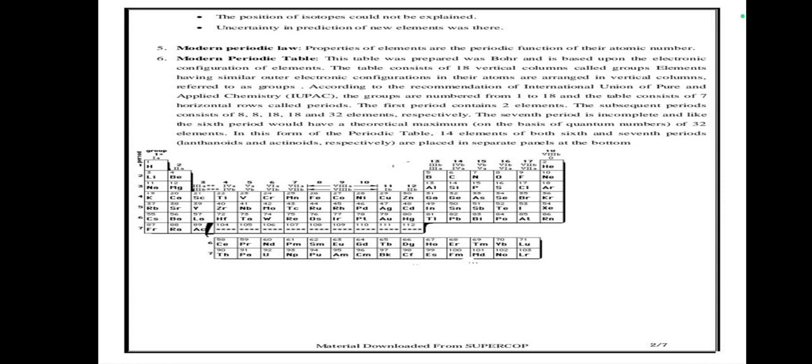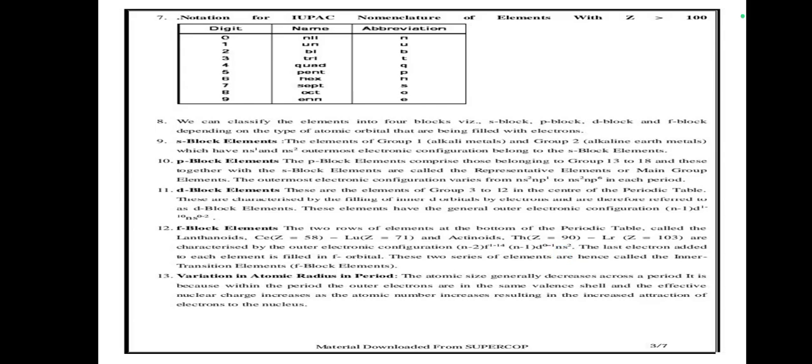Modern periodic table. Notation for IUPAC nomenclature of elements with Z greater than 100. Digit, name, abbreviation: nil 0, un 1, bi 2, tri 3, quad 4, pent 5, hex 6, sept 7, oct 8, enn 9.